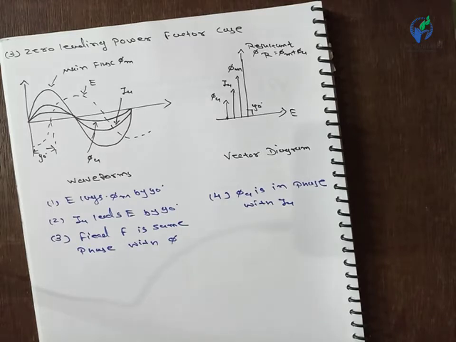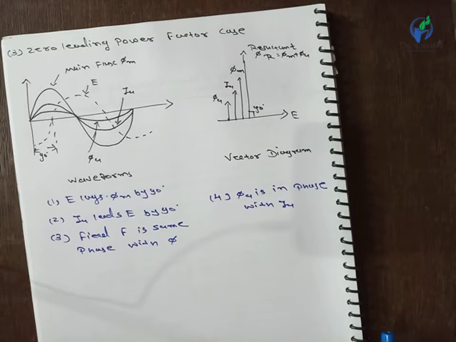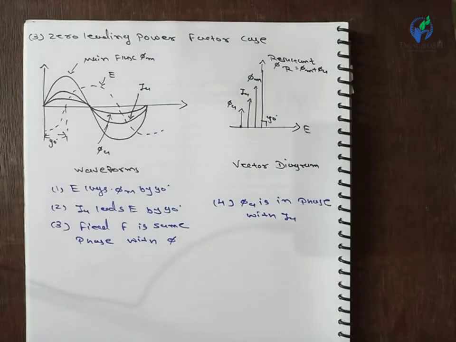Hence, in the case of a leading power factor, the effect of armature reaction is a strong magnetizing effect. To conclude about the lagging, leading and unity power factor conditions, the effect of armature reaction depends on the load as well as the nature of the power factor of the load. For unity power factor it is cross magnetizing, for lagging power factor it is demagnetizing, and for leading power factor it is a strong magnetizing effect.